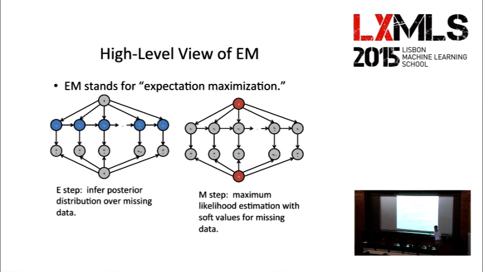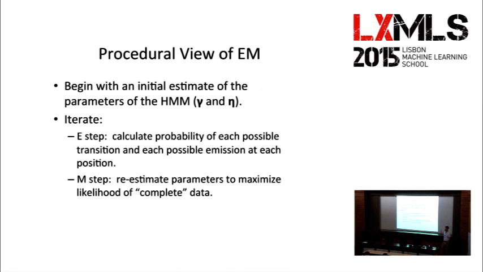Okay, the procedural view is you start off by picking initial parameters for the HMM, the gammas, and the etas. On the E step, you calculate the probability of each possible transition and each possible emission at each position. We already did this when we did the forward and backward algorithm. When we calculated the forward and backward quantities and then used them as posteriors for minimum Bayes risk decoding and pairwise posterior decoding, we had all this stuff. This just falls out from what we already did.